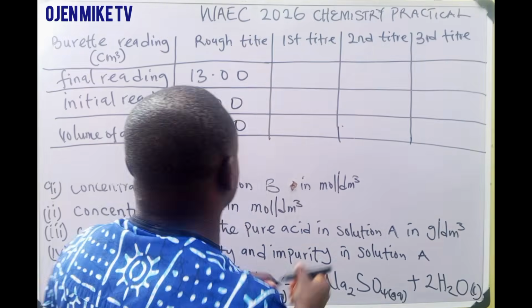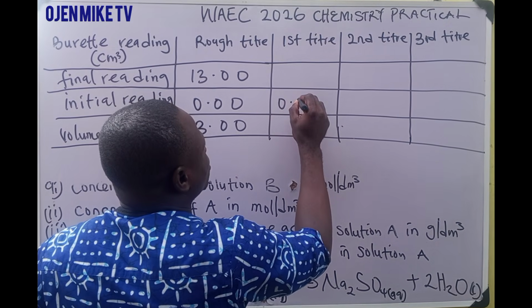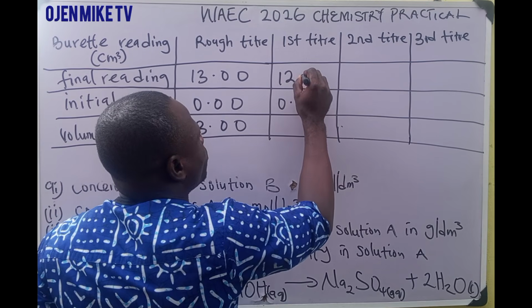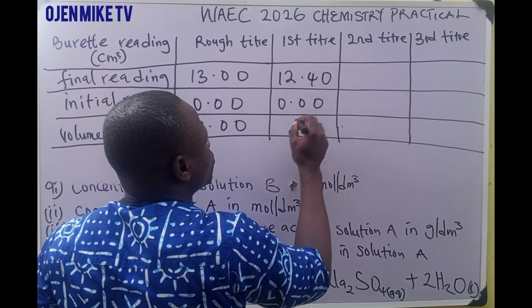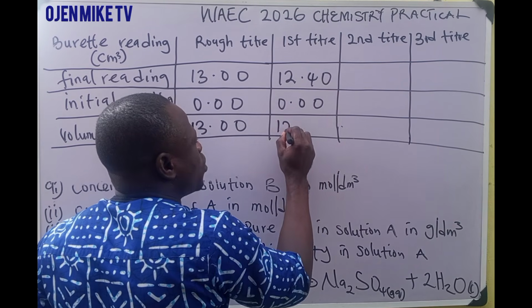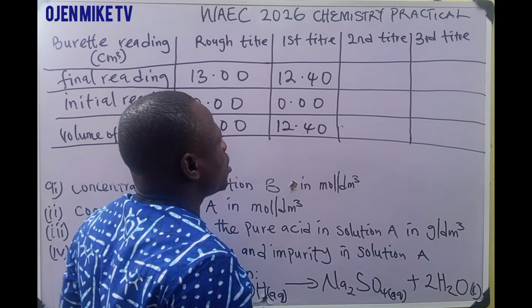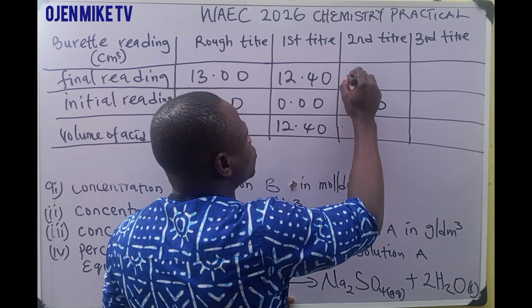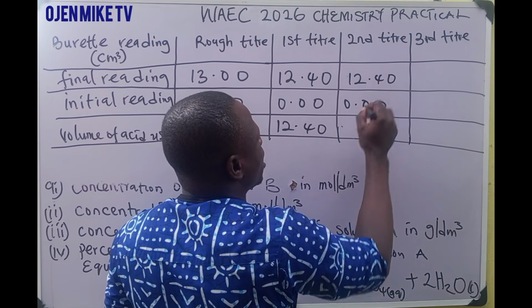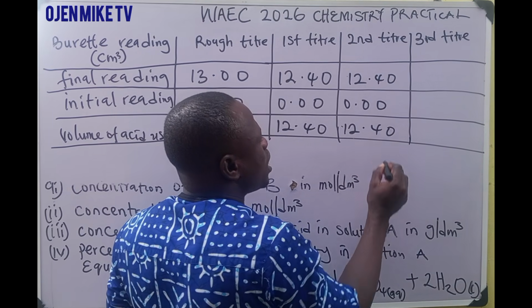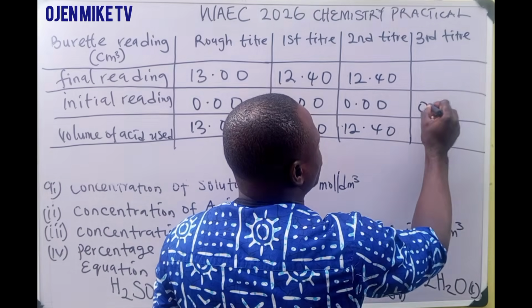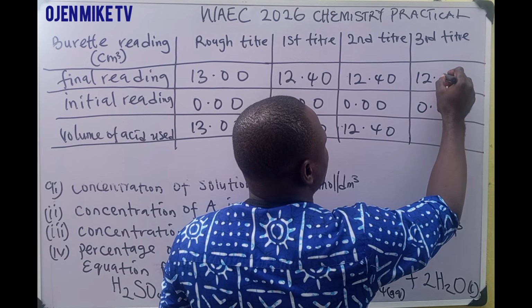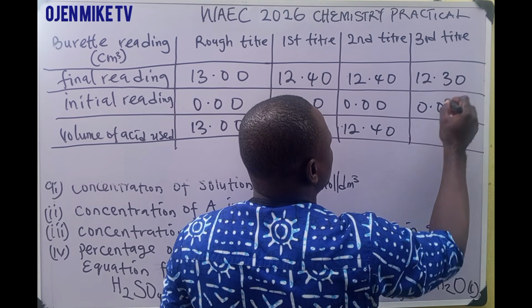So I will say my initial reading for the first titer is 0.1, and at the end I have 12.40. Subtracting gives 12.40. The next one I have 0.00 and 12.40. The third one I have 0.00 and 12.30.